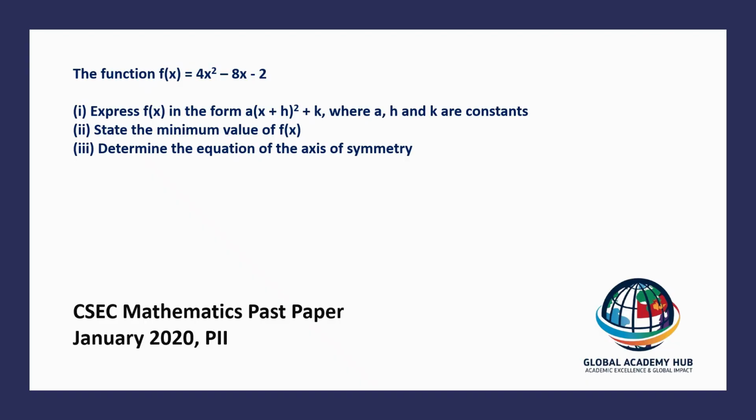It has 3 parts. It gives us a function and it says to express it in the form a(x + h)² + k, where a, h, and k are constants. So to do that, we need to complete the square. And then we need to state the minimum value of f(x) and determine the equation of the axis of symmetry. So that's going to be a straight line. We're looking for the straight line equation, right? So that's what we have to do here.